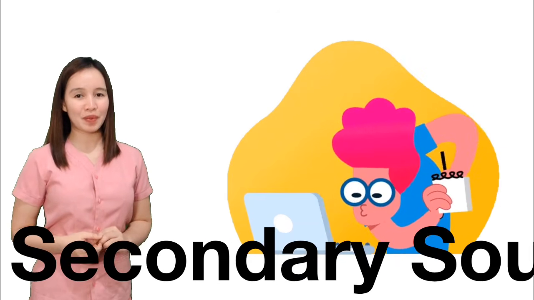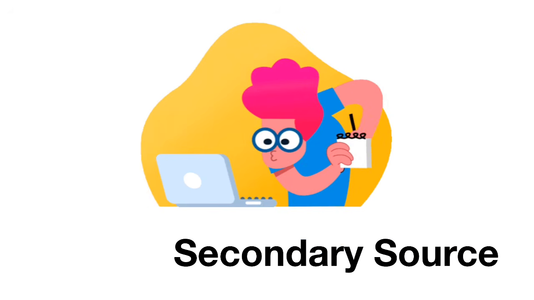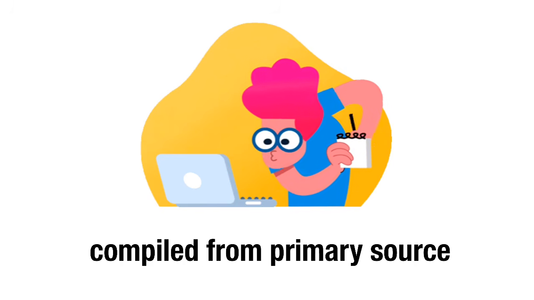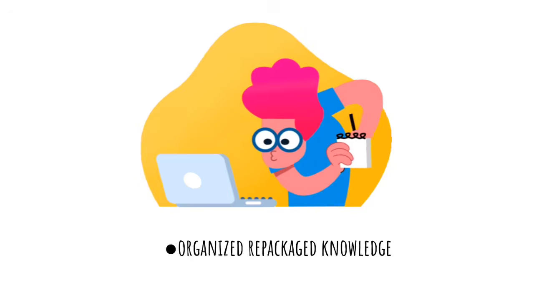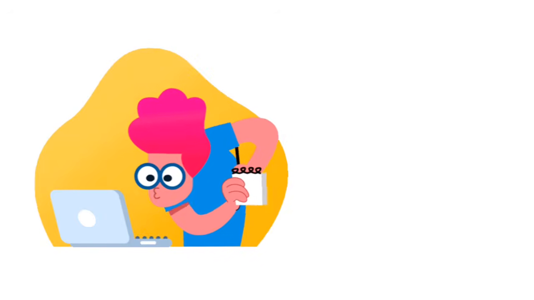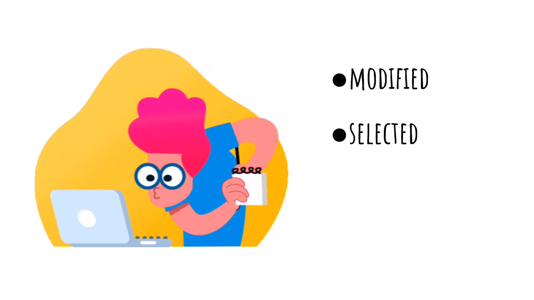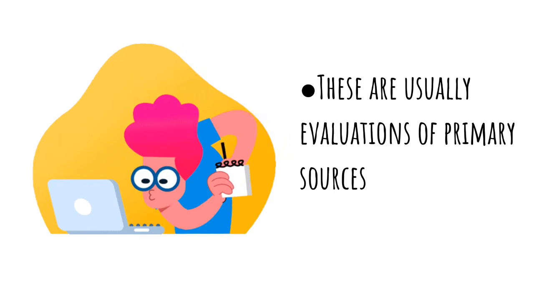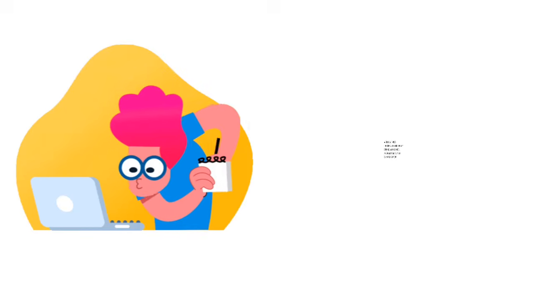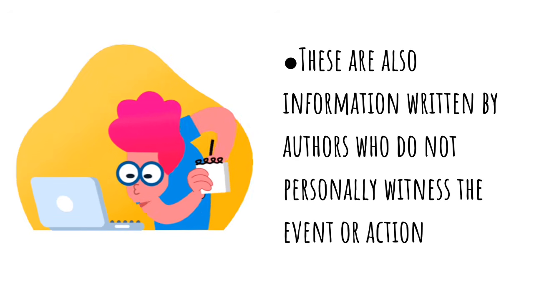Now, let us discuss the secondary source of information. Secondary sources of information are those which are either compiled from or refer to primary sources of information. These contain organized repackaged knowledge rather than new knowledge. Information from these sources are modified, selected, or reorganized. These are usually evaluations of primary sources and information written by authors who do not personally witness the event or action.